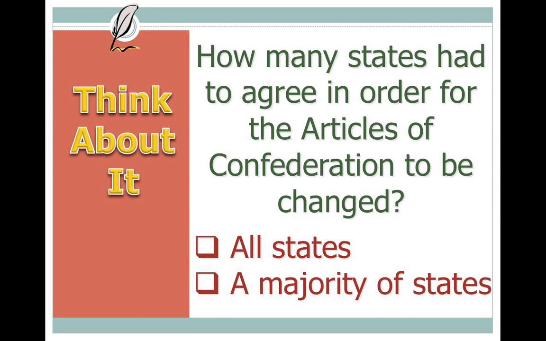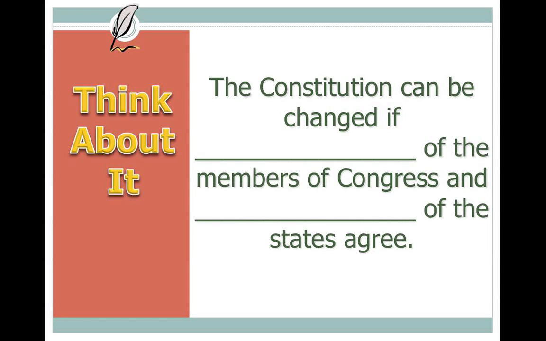How many states had to agree in order for the Articles to be changed? All the states had to agree. So that's why when the founders of our country got together to talk about what to do, they realized that the Articles of Confederation was going to have to be scrapped. They were going to have to start over. And that's how the Constitution came to be.